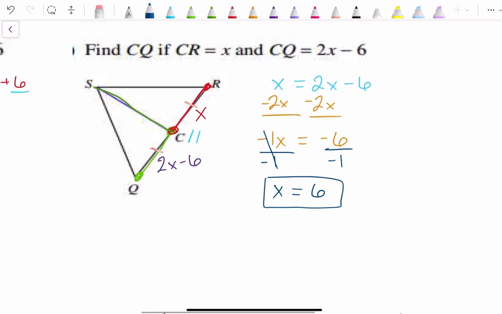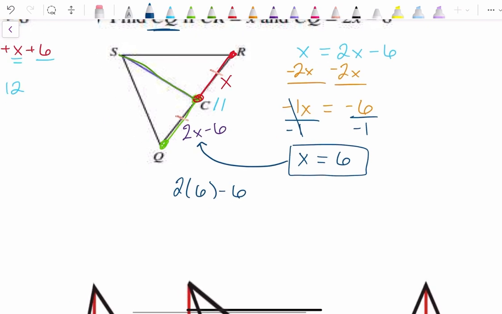And now I answer the question, well then what is CQ? I take my x, I plug it in. So 2 times 6 minus 6. 2 times 6 is 12, so 12 minus 6 is 6. So CQ is 6. x is 6 and CQ is 6.